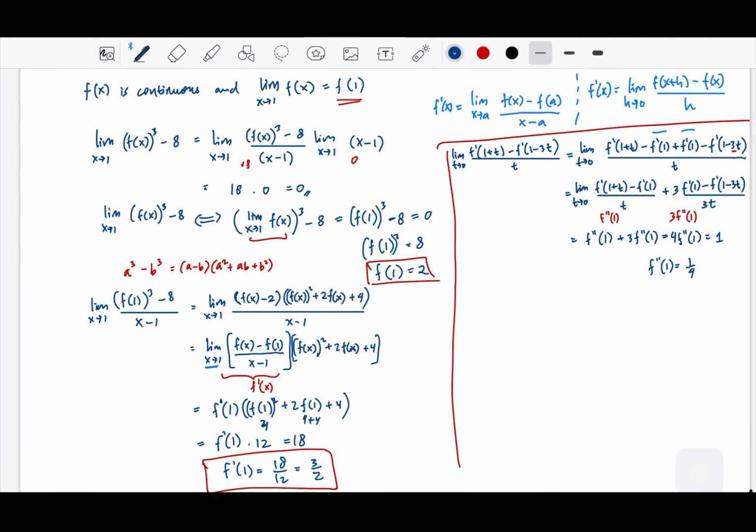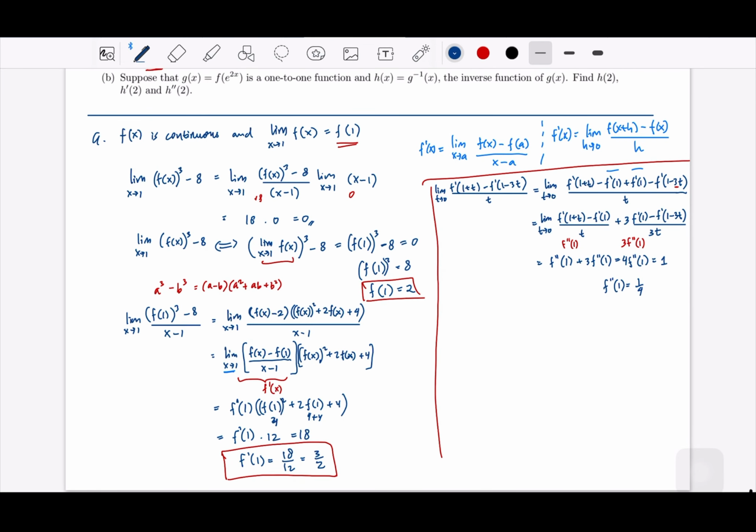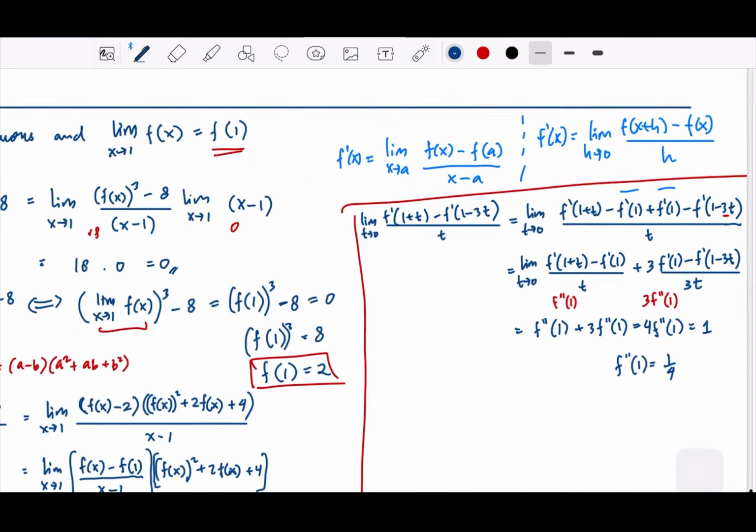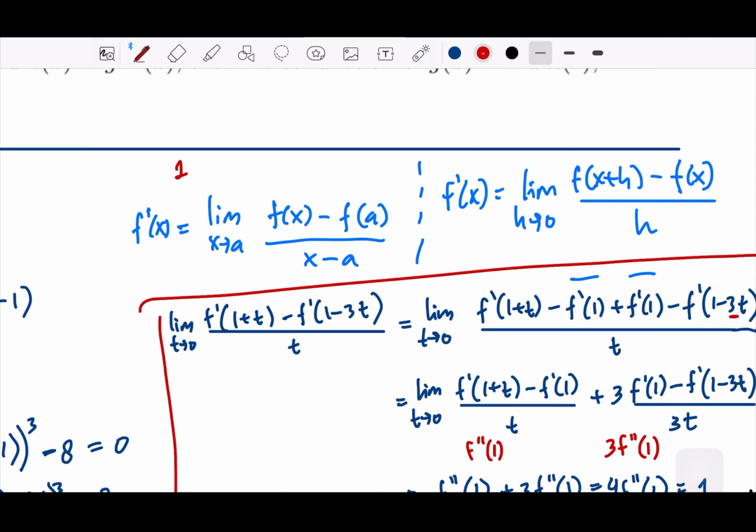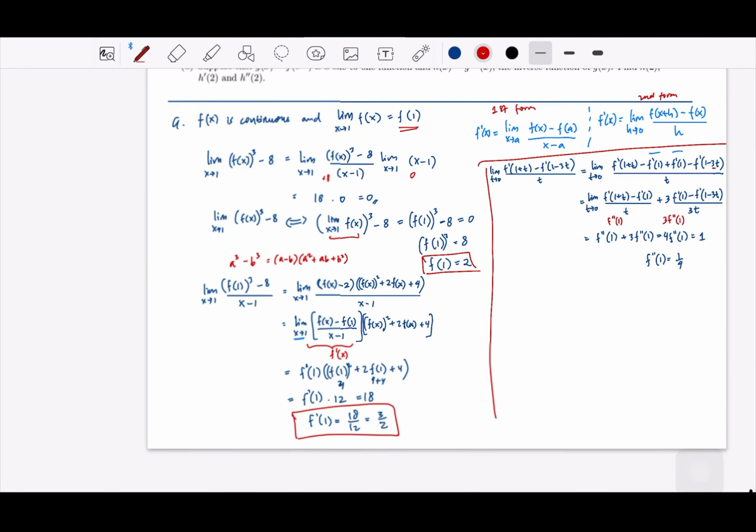Okay. So we finish part A, all the limit definitions, with the first form, which is this part here. So this is the first form. This is the second form. The definition is the same. They are the first derivative in limit definitions, okay?